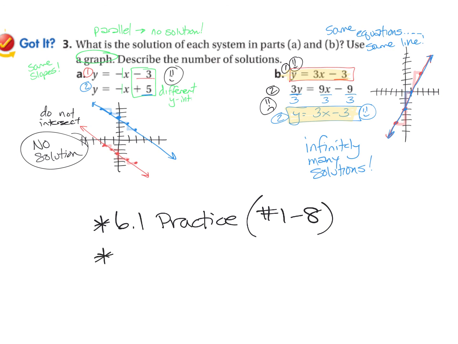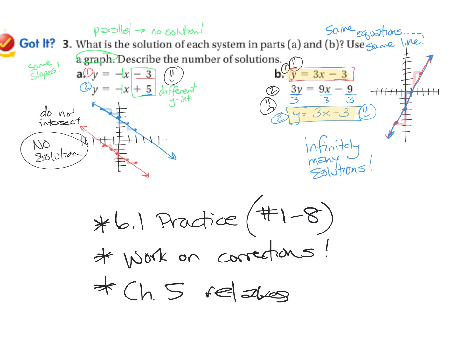If you wanted to retake that Chapter 5 test, don't forget you need to work on your corrections. Okay, and the Chapter 5 retakes are going to be on our block day, Wednesday or Thursday.